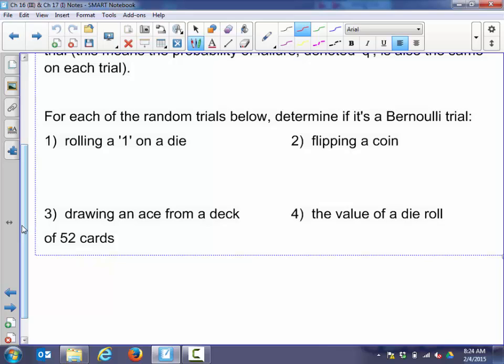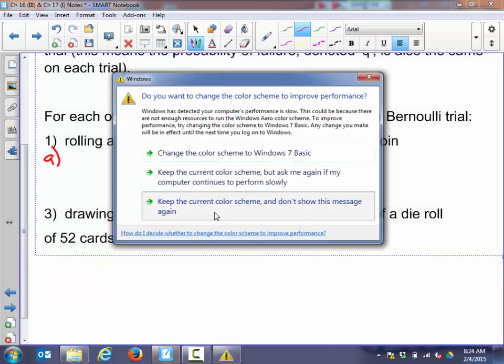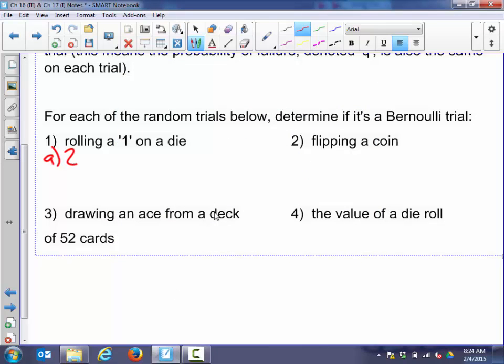So, rolling a 1 on a die, which counterintuitively is a Bernoulli trial, because the wording suggests that you're just recording the 1 or the fact that the 1 happened or that it didn't happen. So you can lump together 2 through 6 as your failure, and 1 is your success. So the first condition is met. We'll keep the current color scheme. There are 2 outcomes.